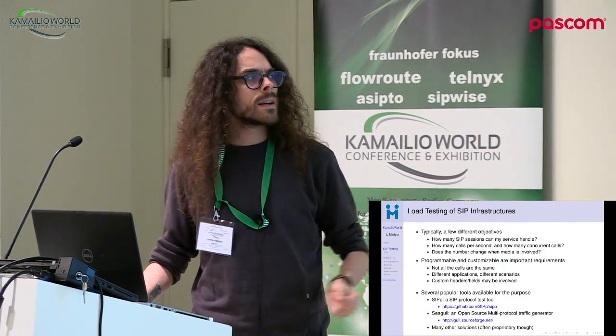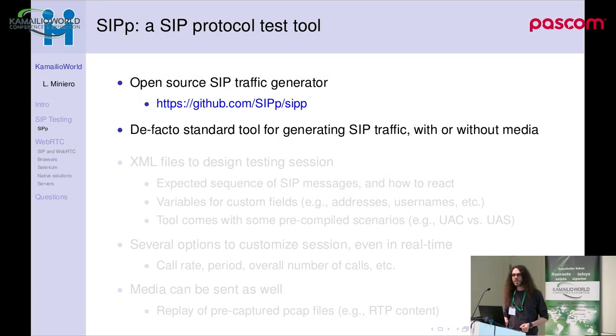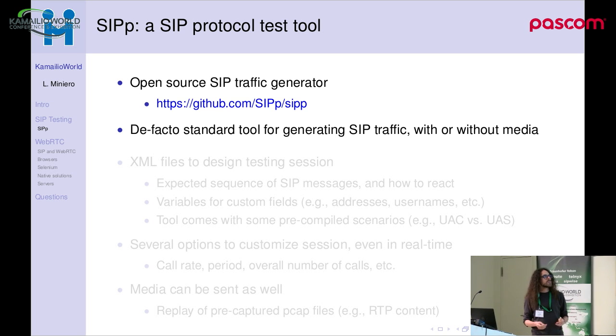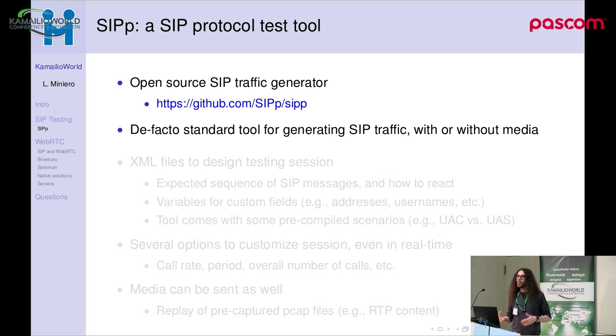And as I was saying, I will focus a bit on SIPp, mostly because it's the one that we as a company were more familiar with. It's the tool that we used when we needed something like this in the past. And as I was saying, we think it's probably the de facto standard tool for generating SIP traffic, whether this involves media or not, because I chatted with many people in the past about this, and they almost always use this. And it looks like it's still being used quite a lot in the testing of SIP-based infrastructures.